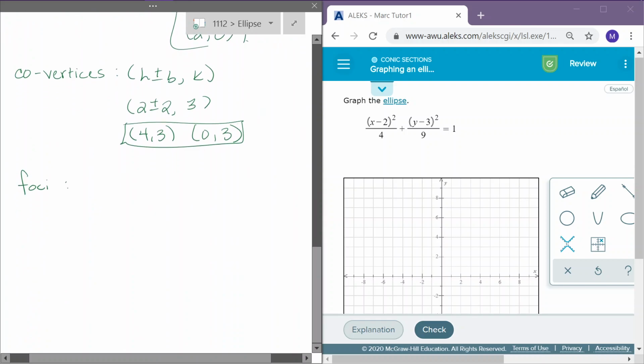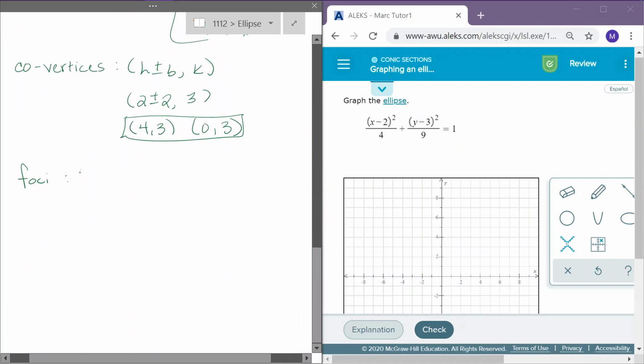So if we go back down here to do our foci, we know our foci are going to be (h, k plus or minus c). So we get (2, 3 plus or minus square root 5).